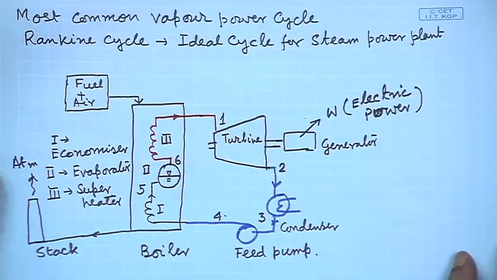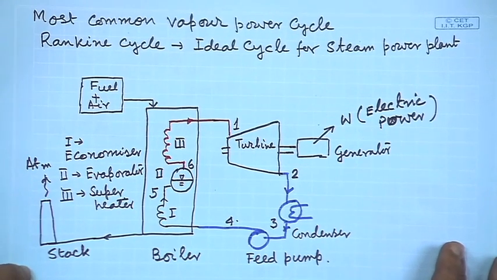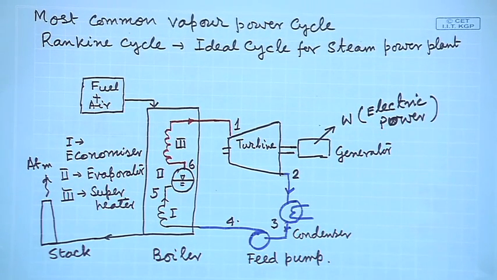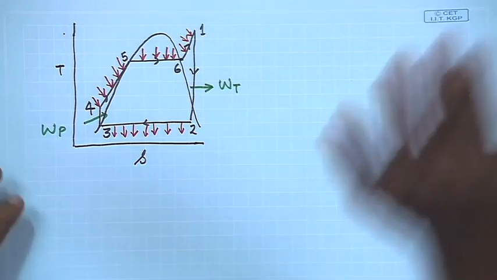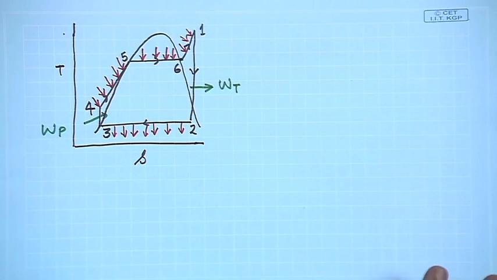Hello everyone. So, we were discussing the basic steam power cycle. The ideal cycle for a steam power plant is the Rankine cycle, and I have already shown the physical arrangement of the Rankine cycle with four basic components: boiler, turbine, condenser and feed pump. Then I showed the Rankine cycle on a TS plane, the thermodynamic plane.